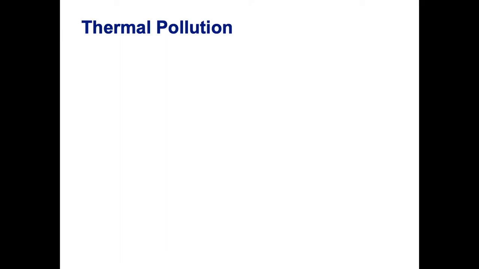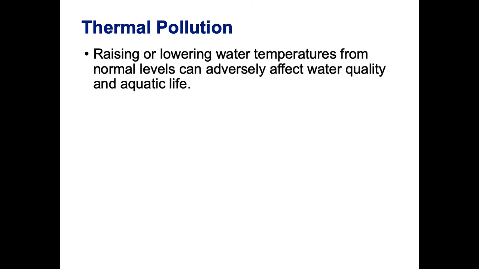The next kind of pollution is something you maybe hadn't thought about before. It's called thermal pollution. It's when you raise or lower water temperatures from normal levels, and that can affect water quality and a lot of different types of aquatic life. Some organisms are adapted to certain temperature regimes, and if you change that, they might not be able to deal with it.